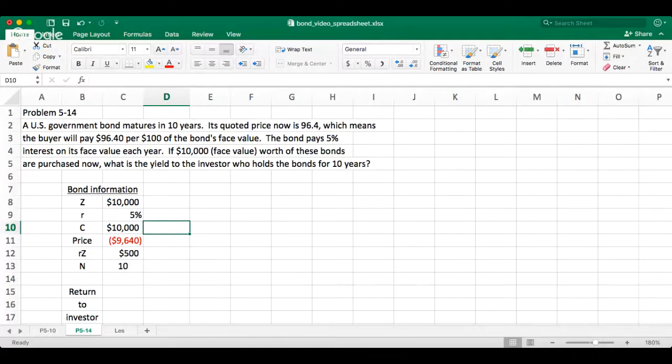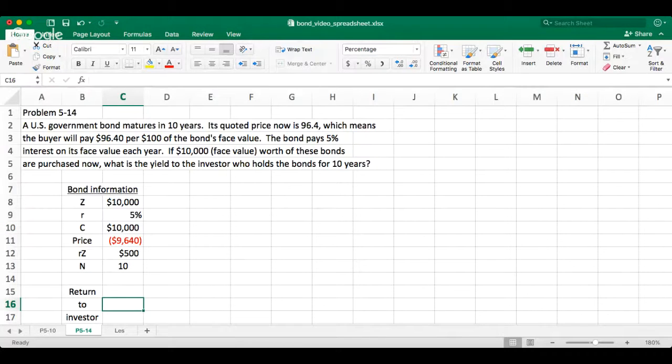Let me see, if we think about our cash flow diagram for the bond, there we have it. V, the purchaser purchases it for $9,640. Then the purchaser receives $500 each and every year for the next 10 years, and then sells the bond back to the company. The company calls the bond at maturity date, and the bond purchaser then receives $10,000 in cash for the value of the bond. And the question asked is, what is the yield to the investor? What's the rate of return?